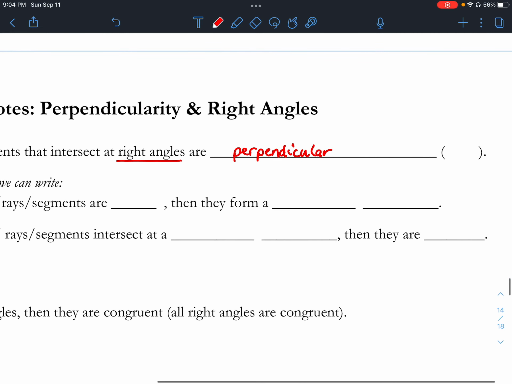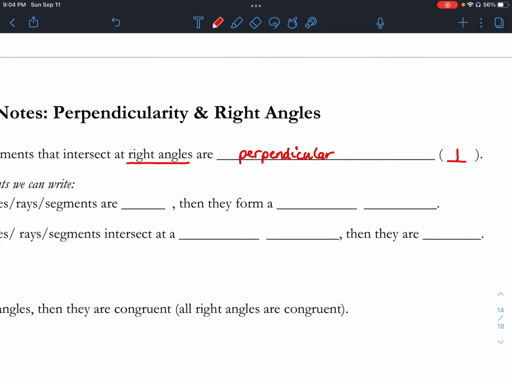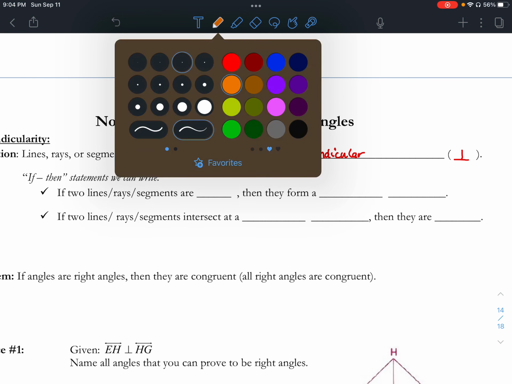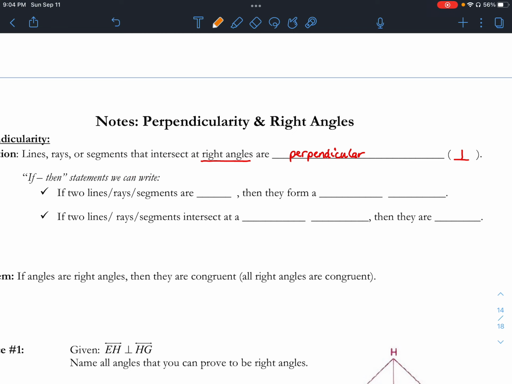Honestly, in math class, we don't like to write as many words, so you will see this symbol all the time. It looks like an upside down T. That does mean perpendicular. So we have these little if-then statements down here below. If two lines, rays, or segments, basically anything that is straight, are perpendicular or claim that they are perpendicular, then congratulations, you know for a fact that you have a right angle. Right angles are 90 degrees. That's kind of what perpendicular implies.